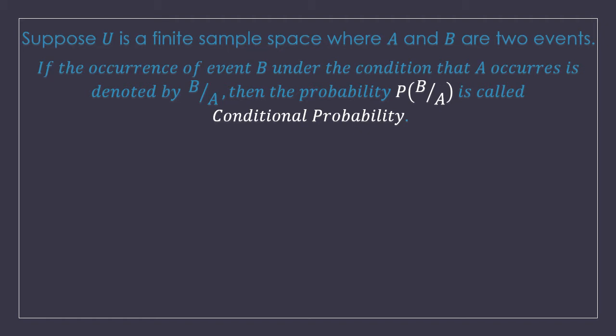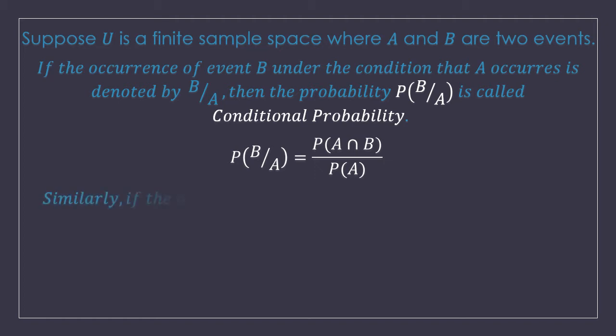The formula is P(B given A) equals P(A intersection B) divided by P(A). That means the intersection of the two events divided by the event which is already given as a condition. That means the event which has already happened. So P(B given A) is P(A intersection B) divided by P(A).